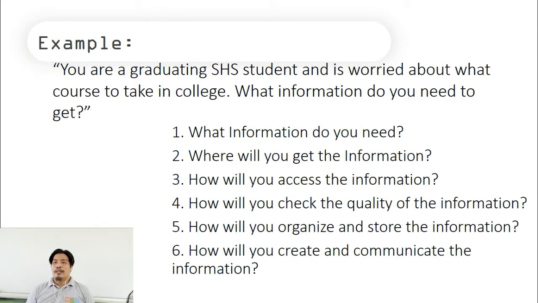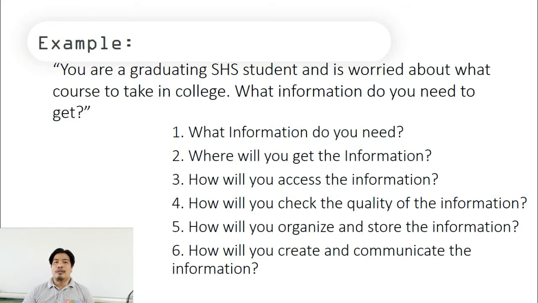Now, we could start to identify and recognize the information that we need by asking the following question. Number 1 is, what information do you need? Of course, I need to know the available courses offered by MSc first. This is so I could match my skills and knowledge to the best course possible.